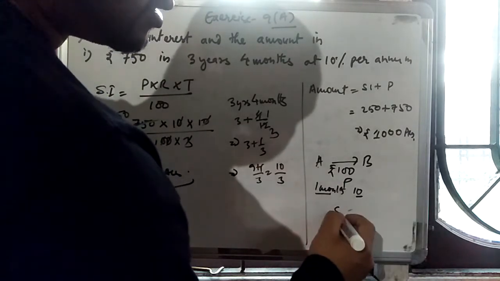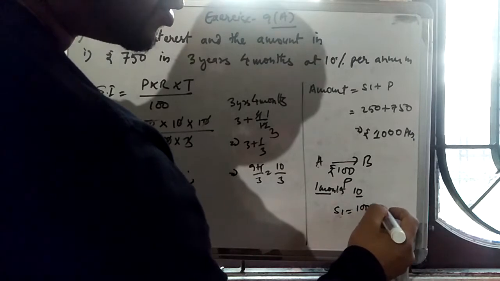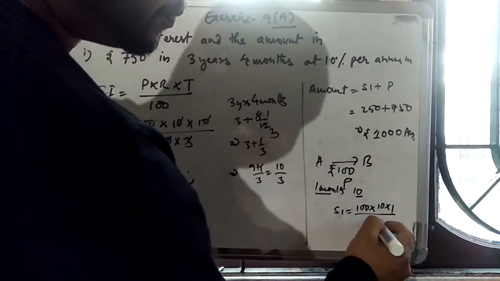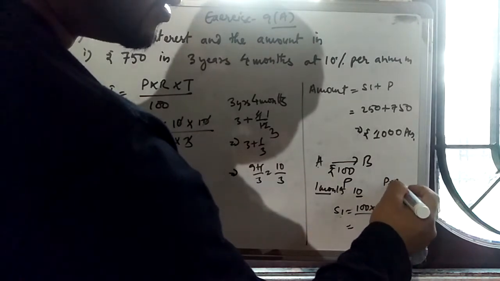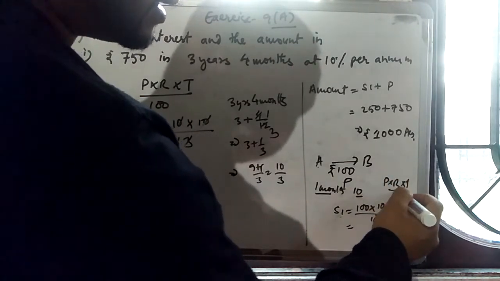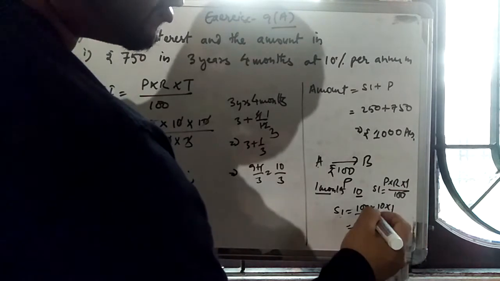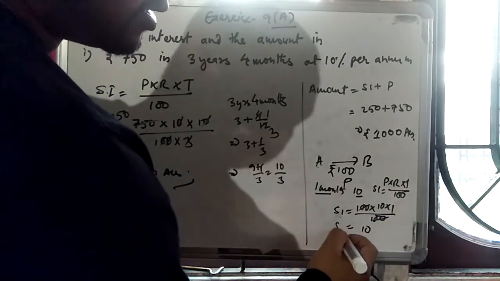Okay, first 100 into 10 into 1 by 100. This is the formula, P into R into T by 100. That is the SI formula. Okay, should cancel it. Rupees 10 is your simple interest.